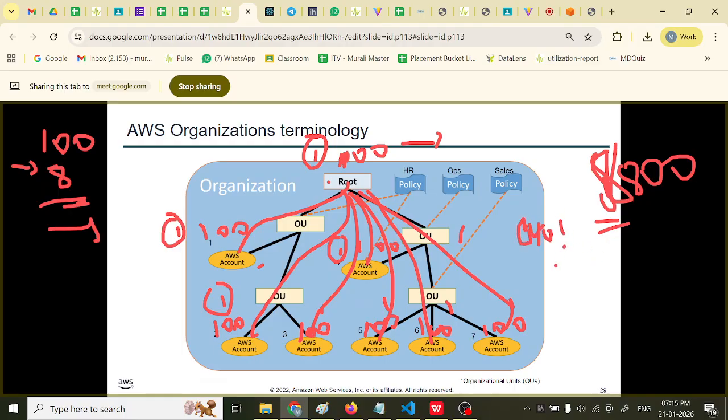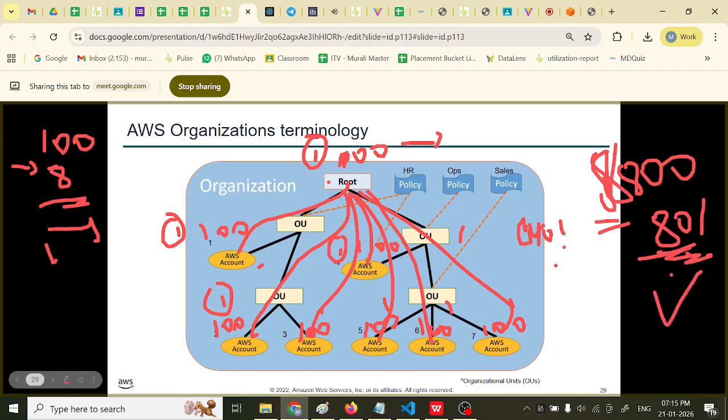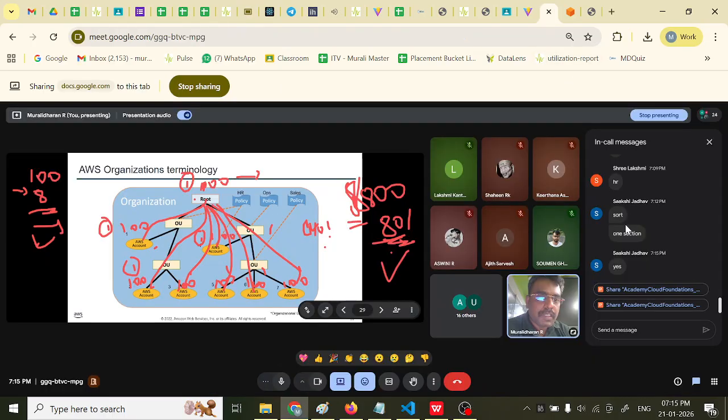Nowadays when you're buying shirts, dress clothes and all, they're giving 10% discount, right? Now see, at 800 with 10% discount, you'll get 80 rupees. Correct? Now, is 80 rupees best or 8 rupees best? Which one is best? 80 or 8? Which one is best?